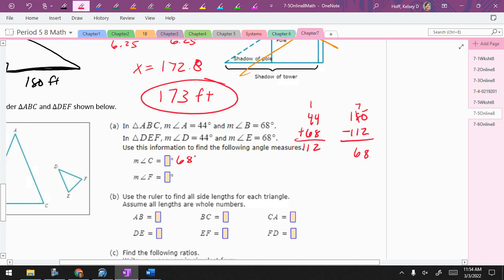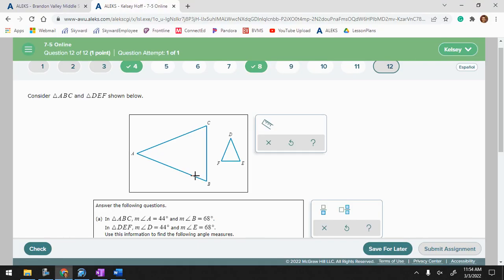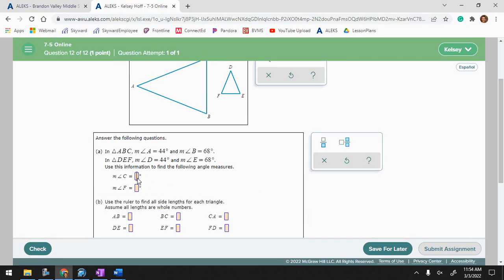The same thing. Now what's nice about this problem? They're the same numbers. So guess what angle F is? 68 degrees. Is that always going to be the case today? It's not. So make sure you're using A, B, and C together and then D, E, and F together. Okay, that part's pretty straightforward. This is the one I want to make sure we talk about here. Well, you said this was what? 68?